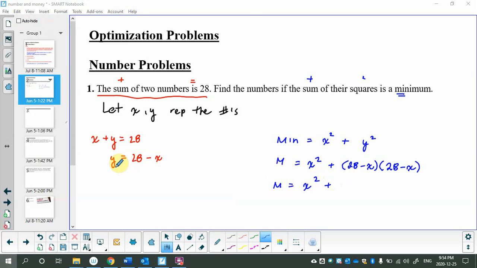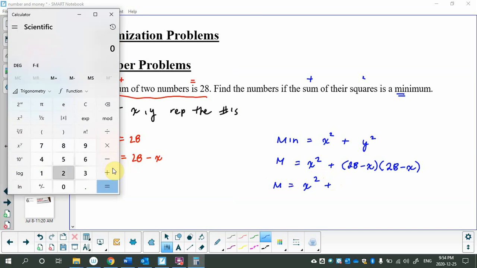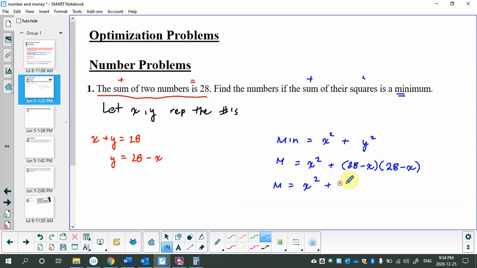I need this baby. 28 squared. Didn't think it was that big. 784. Don't need any brackets because it's just a plus sign sitting here. Subtract 28x. Subtract 28x plus x squared.